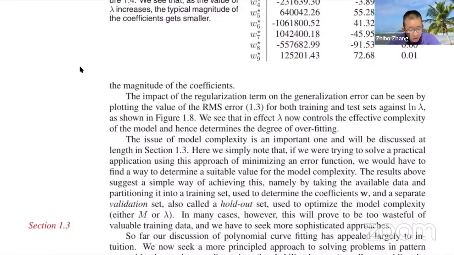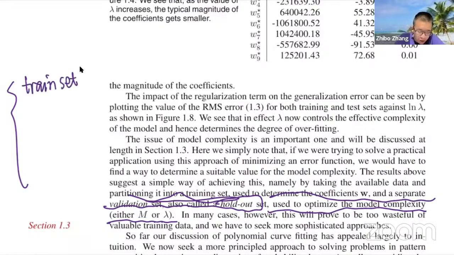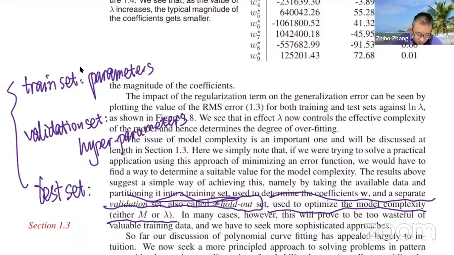The results above suggest a simple way of achieving this, namely by taking the available data and partitioning it into a training set, used to determine the coefficients W, and a separate validation set, also called a holdout set, used to optimize the model complexity. Here's another important idea: typically, we have three partitions of the data set when we actually train and test our machine learning model. The first one is called the training set, which is used to train your parameters. The validation set is used to tune your hyperparameters. And the last one is the test set. We typically don't have access to it until our model is readily available.